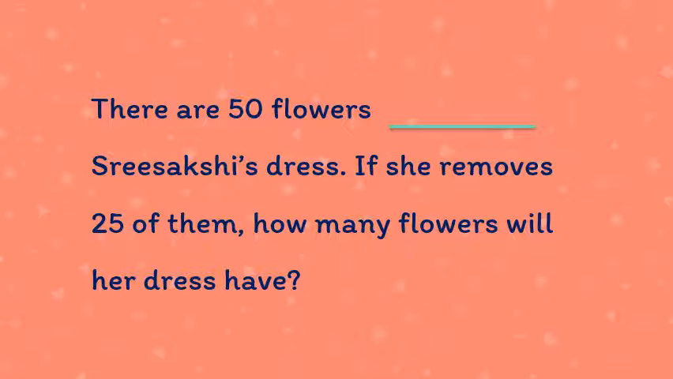All right. So where were the flowers? Yes, they were on Srisakshi's dress. And if she removed 25 from them, how many are left? Correct. It is 25. 50 minus 25 is 25. So this also was a subtraction sum. Very good, children.